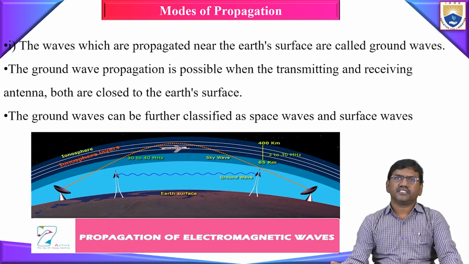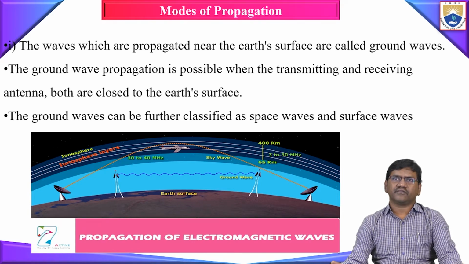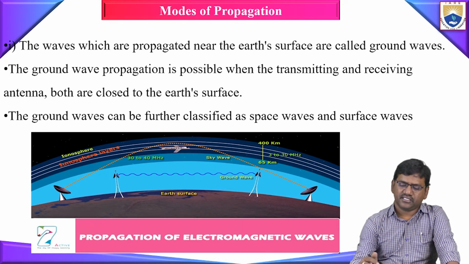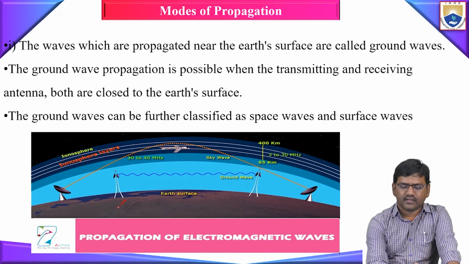So the ground wave propagation. The ground wave propagation means the waves which travel over the surface of the earth. It is possible when the transmitting and the receiving antennas both are closer to the surface of the earth. So here you can see the surface of the earth. These both are closer to each other here.